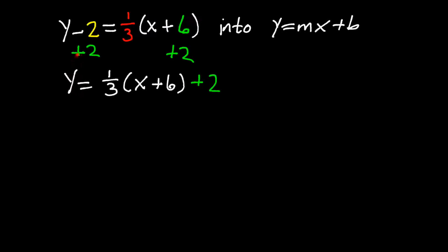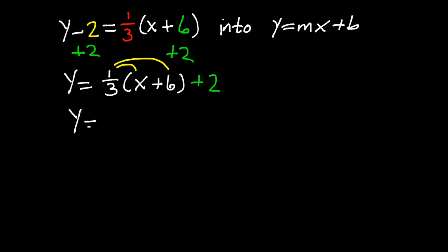We've solved for y, which is what we needed. But hopefully you're noticing this doesn't really look like slope-intercept form yet. There's a couple other things I have to do. I need to get rid of the parentheses, and I need to have like terms combined. So we're going to start by distributing. We are going to distribute the 1/3 inside the parentheses.